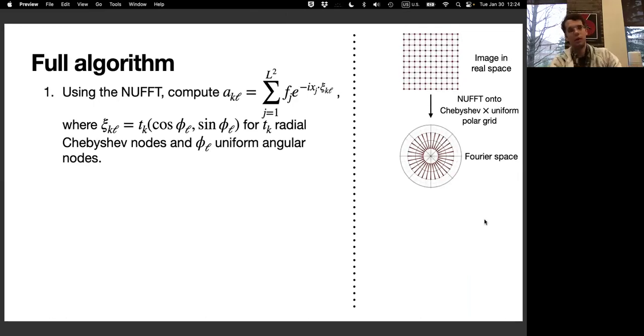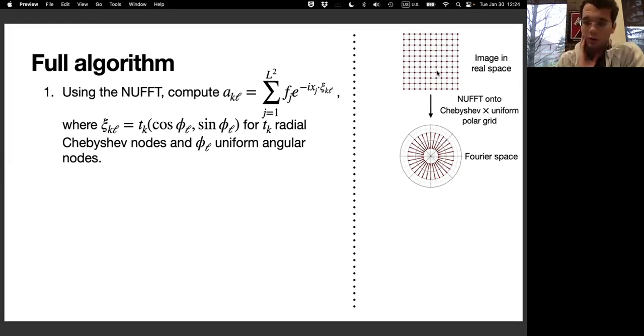With this in mind, we can actually write down the full algorithm. And just for good measure, I'm going to write it down twice, once here in formulas, and then once here with images, just illustrating what's going on. It might be clearer to look at the images and not care too much about the formulas.